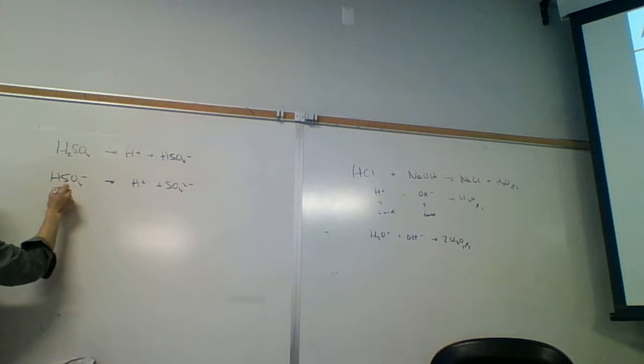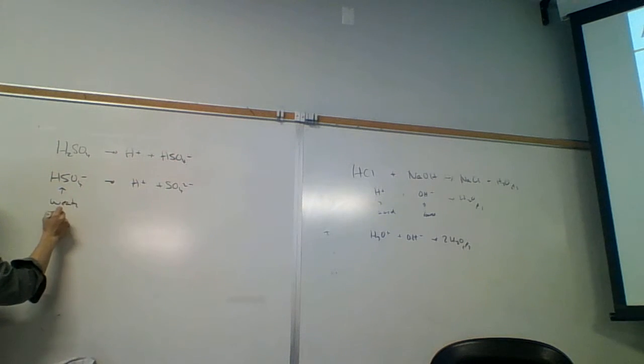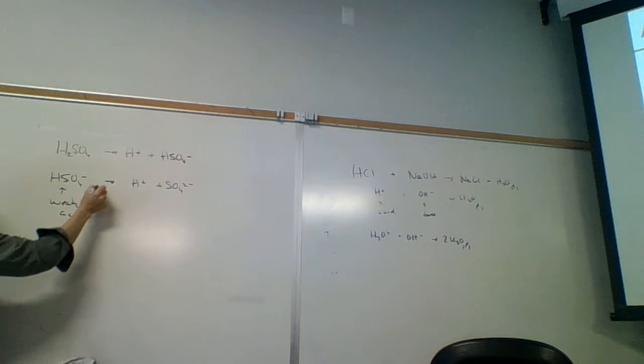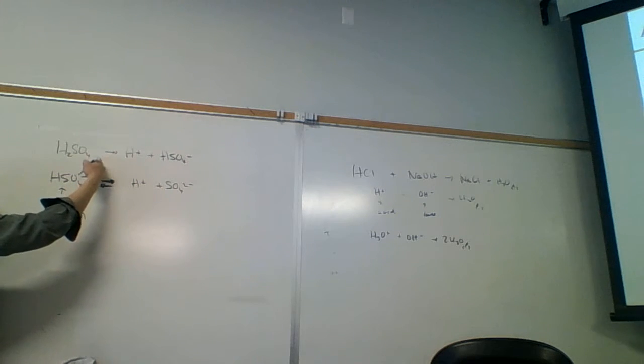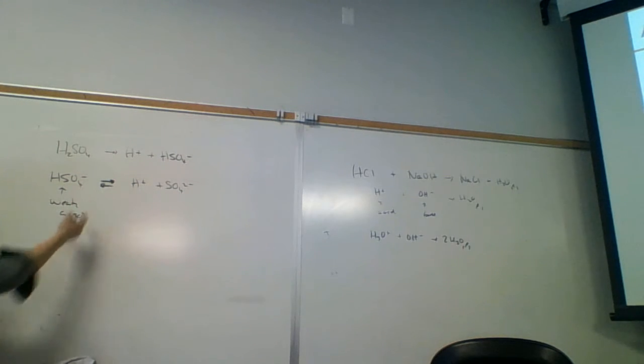But this is a weak acid. And weak acids only partially hydrolyze or partially ionize. So what we're going to do is show two arrows like this, showing it's not complete. This first arrow shows it's complete. The second, with the double arrow, shows it's incomplete.